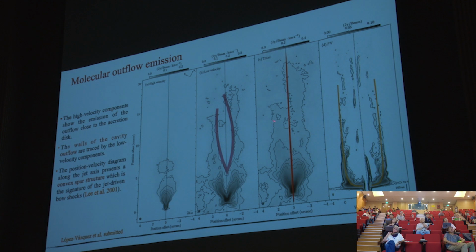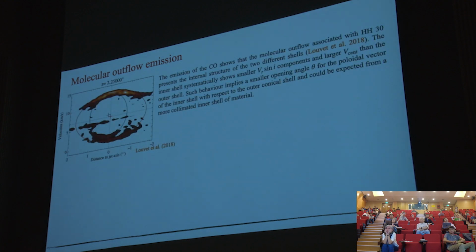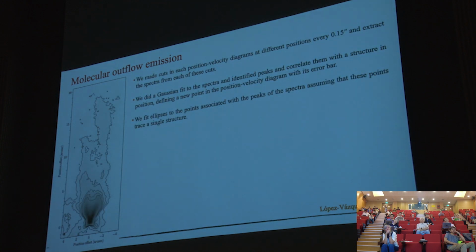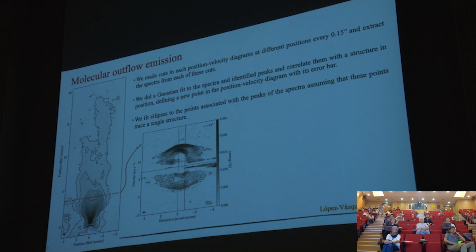Also in this region between 3 and 5 arcseconds, you can observe an internal structure, like a multiple shell structure. These structures were detected by Lovet in 2018, and they found two possible shells in this molecular outflow. This structure is observed in different molecular outflows like HH 46/47 and DO Tau. In order to find the multiple shells in the molecular outflow, we made a cut in the position velocity diagrams perpendicular to the jet axis.